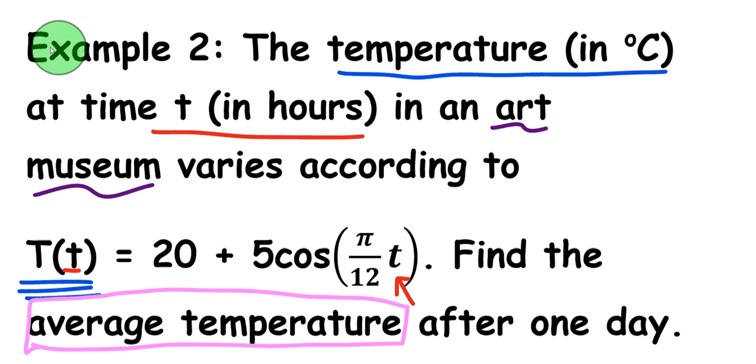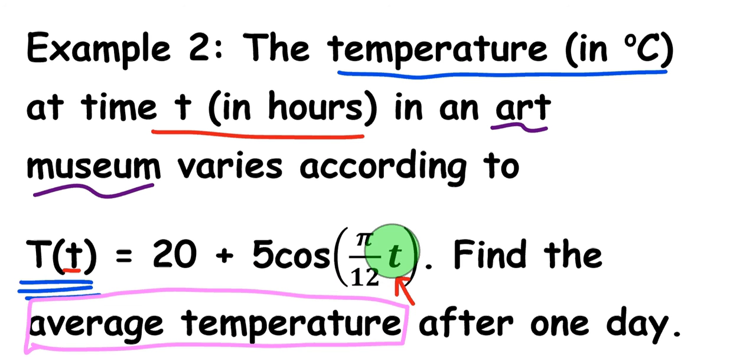Let's get into our second example for the mean or average value theorem for integrals. It says the temperature in Celsius at time t in hours in an art museum varies according to the following formula. We have capital T, which is our dependent variable, temperature in Celsius, and little t, which is our independent variable in hours. It's equal to 20 plus 5 times cosine of pi over 12t.